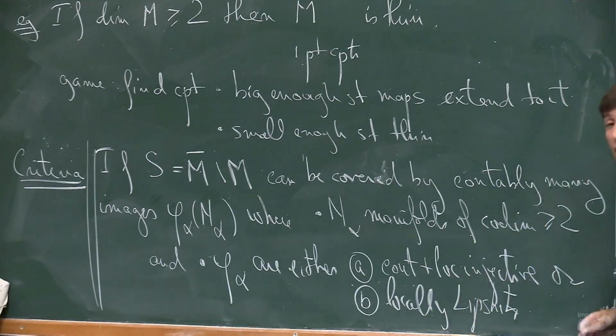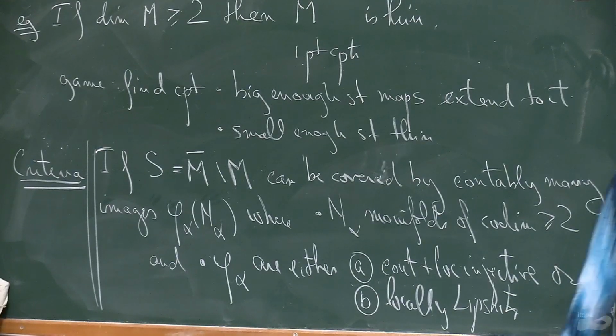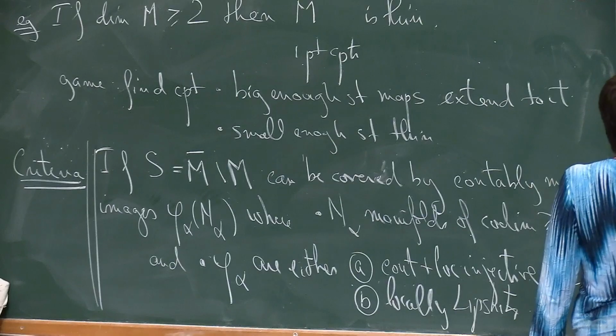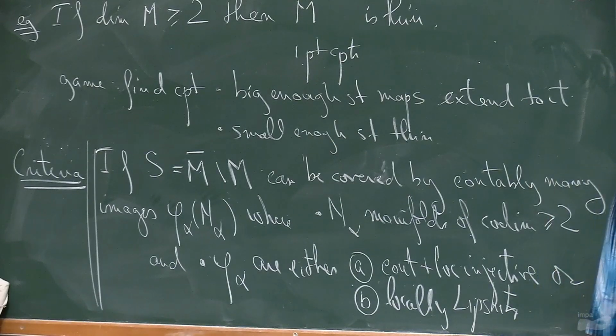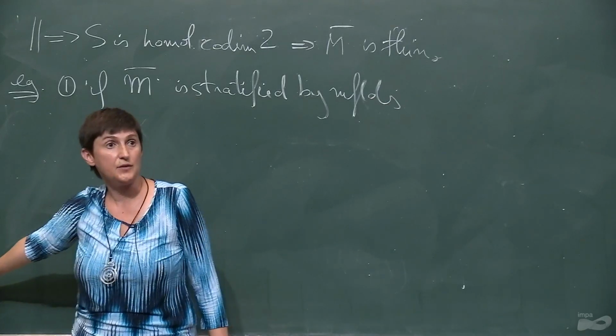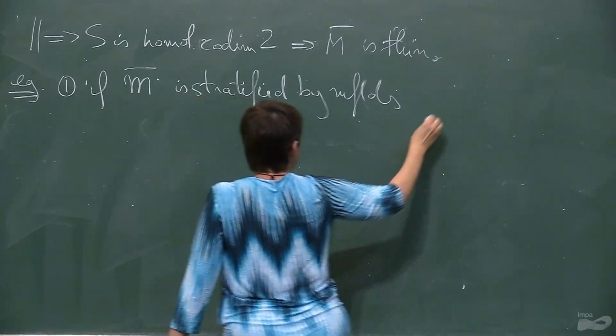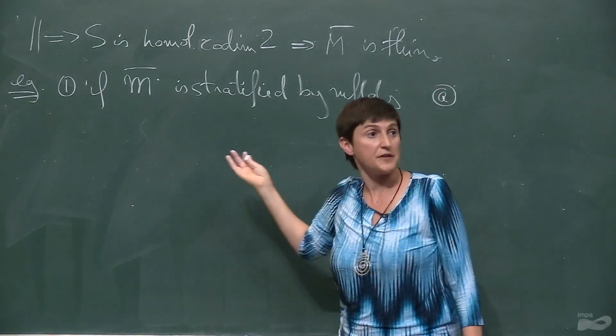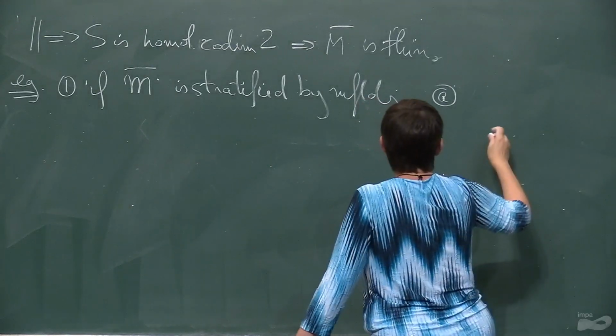So for example, often moduli spaces are stratified by manifolds. Right? So the first example: if the compactification is stratified by manifolds, well, then you are in case A. A applies, if this manifold has codimension 2. Okay. A applies.